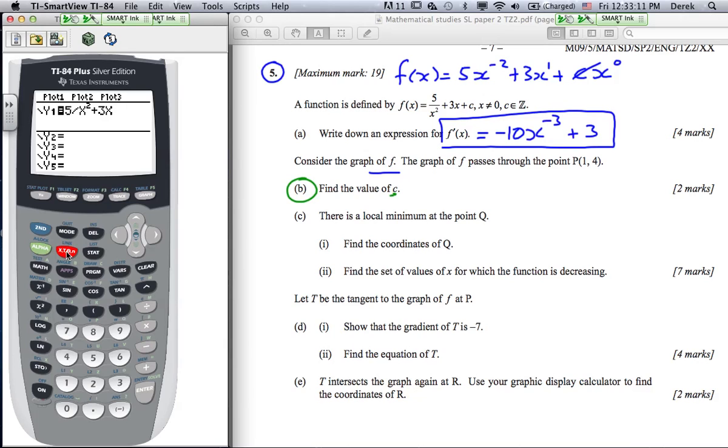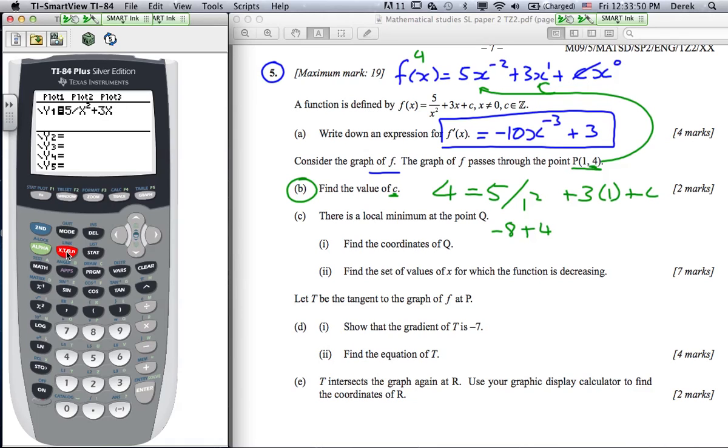It says find the value of c. And we are given that f passes through the point (1, 4). So I can put 1 in for x and 4 for f of x. So I'm going to get 4 is equal to 5 divided by x squared, so it's 1 squared, plus 3 times 1 plus c. So that's going to be 5 plus 3 is 8. And I'm going to take it over to the other side, it's going to become minus 8. So it's minus 8 plus 4 is equal to c. c is equal to negative 4.